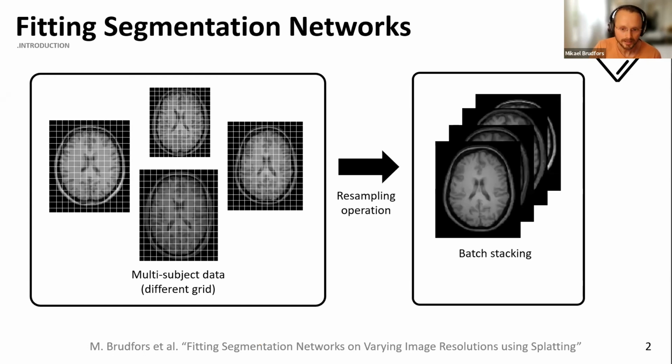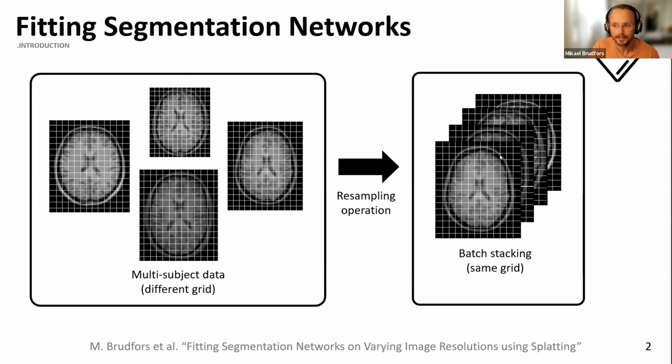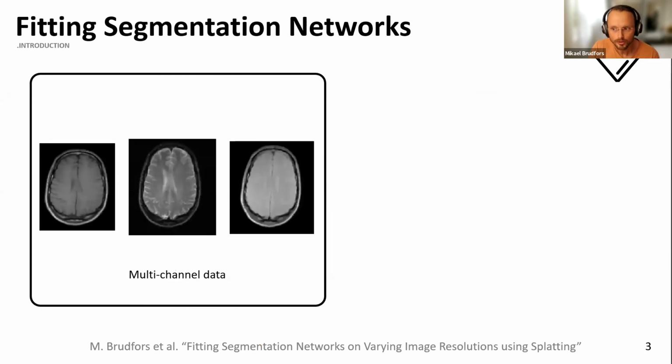In order to fit a segmentation network like a UNet with a batch size greater than 1, a resampling operation is usually performed. This operation ensures that all images have the same grid, so they can be stacked in the batch dimension. The same is often true for multi-channel data of the same subject, like the T1, T2, and proton density weighted scans shown here.